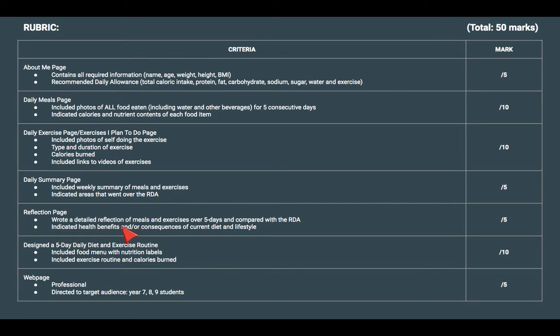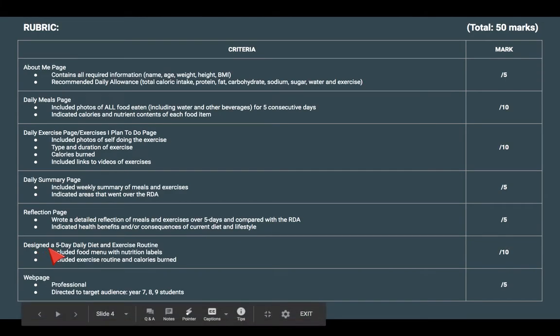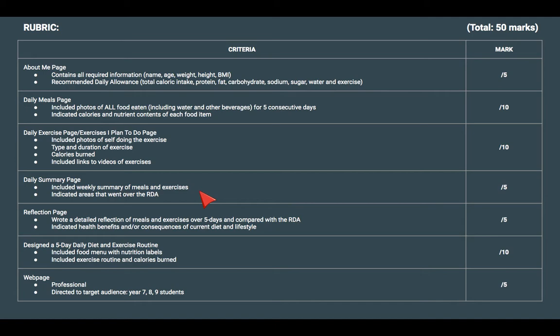Reflection page, okay, write a reflection of the meals and exercise over 5 days and compare it with the recommended dietary allowance, okay? Indicate the health benefits or consequences of your current, current means what you're doing right now, diet and lifestyle, okay? Design the 5-day daily diet and exercise routine. Now you know what kind of diet and exercise you are in. What can you do to make it better?